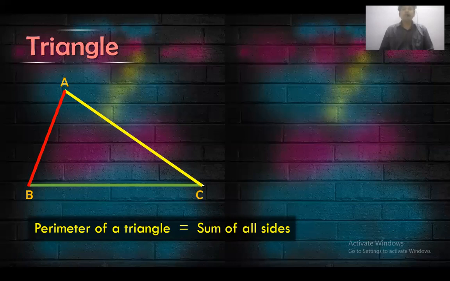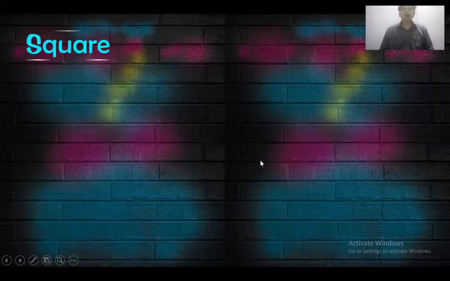Okay, so I hope you are clear about the two formulas of a triangle. So here, which three sides will you add? What will be the actual formula? It will be the length of AB, length of BC, and length of AC. Adding all three sides, you will get the perimeter of the triangle. Okay, now let's move to the next figure, a two-dimensional object, which is a square.